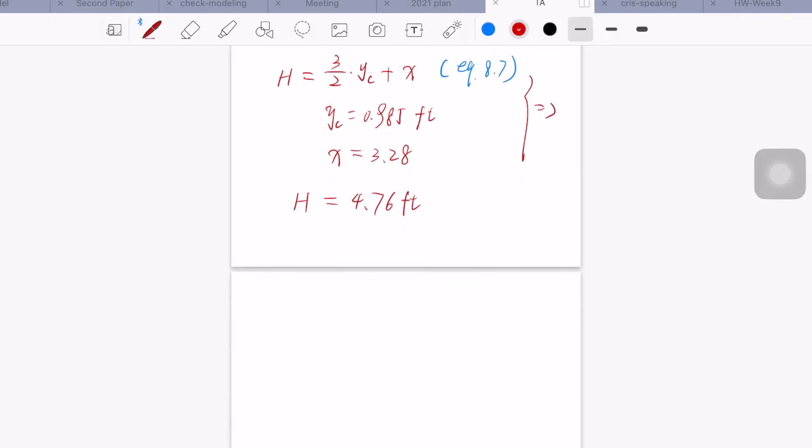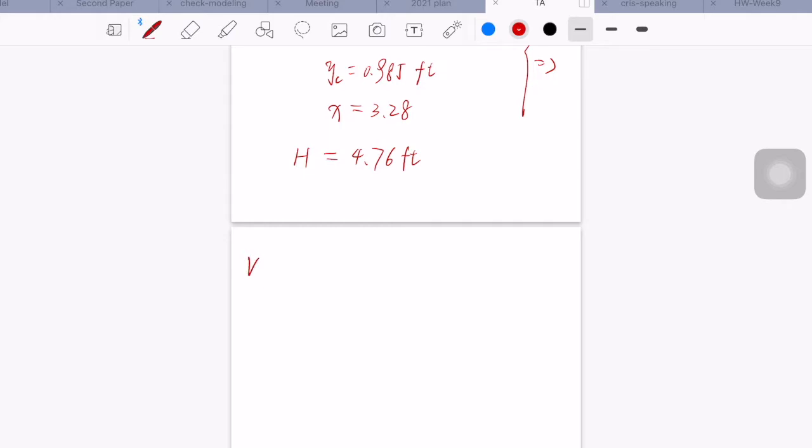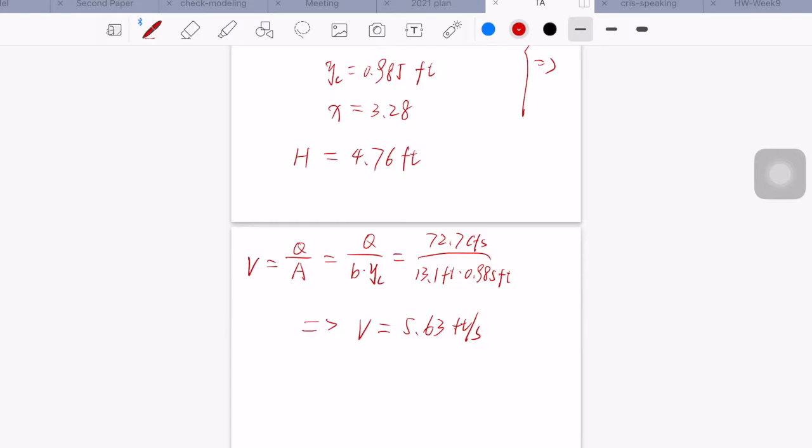And we still need to determine the velocity of flow over the weir, and we know V should be equal to Q over A, and A equals B times Y sub C. So V equals 17.7 cubic feet per second divided by 13.1 feet times 0.985 feet. So we can determine the velocity should be equal to 5.63 feet per second. So we solved this problem.